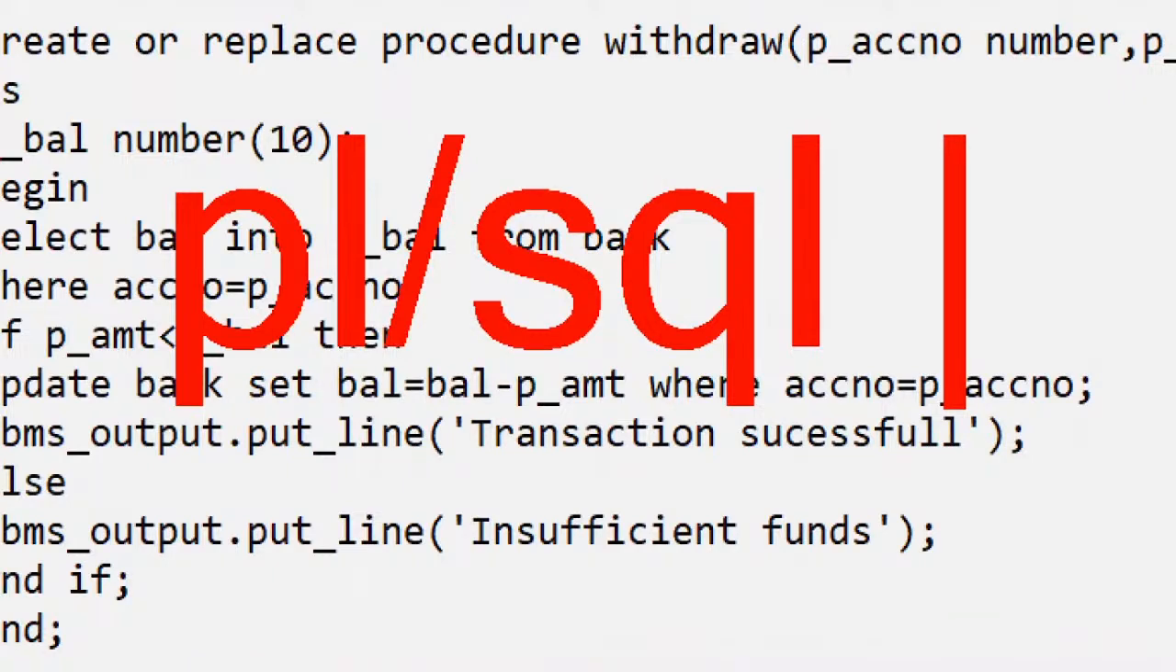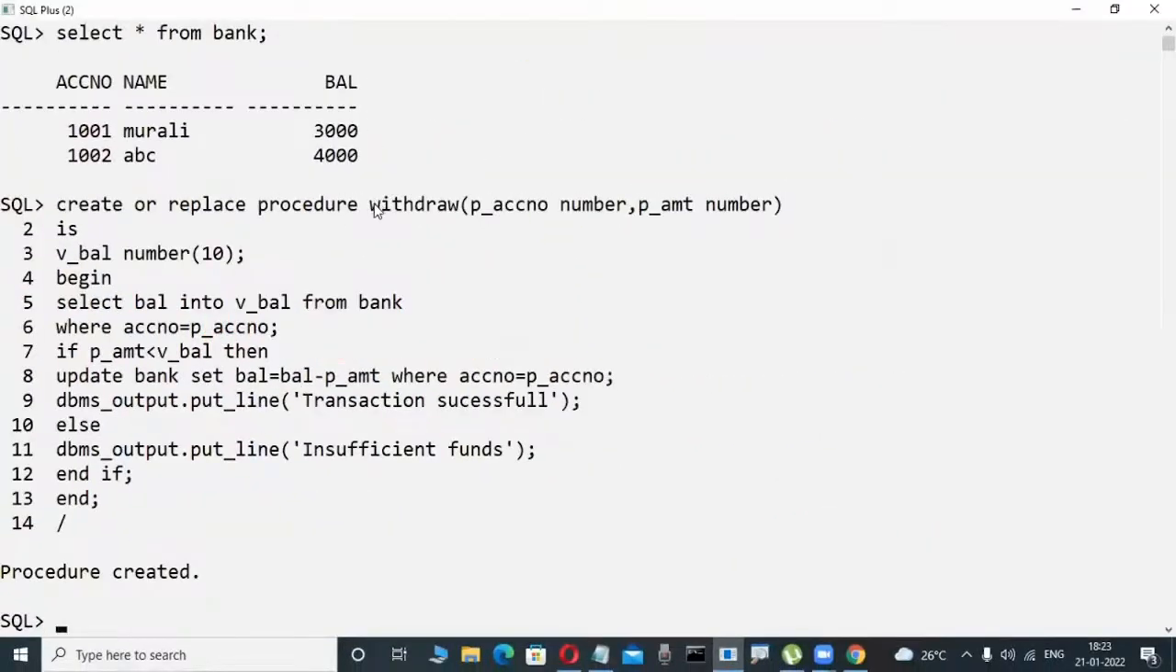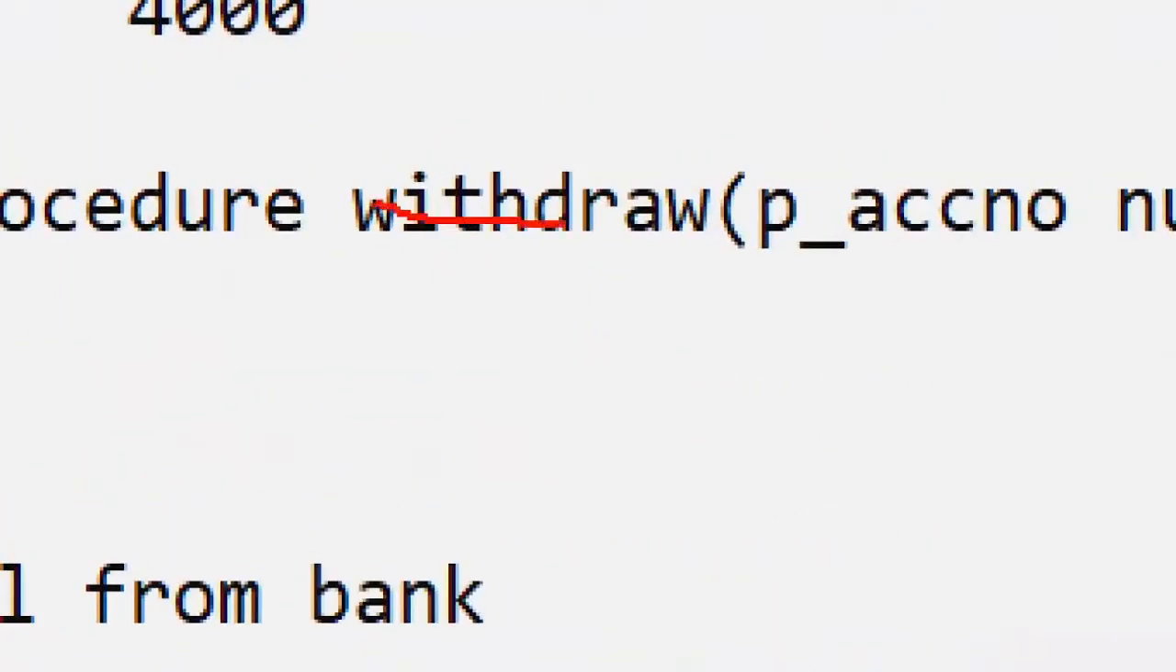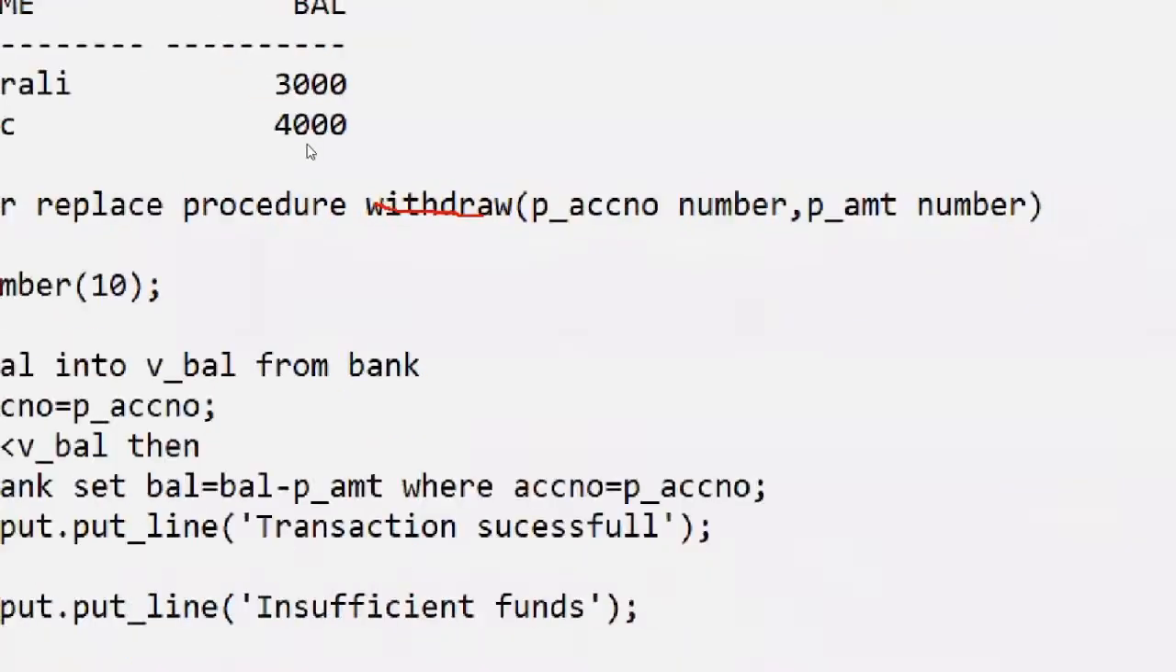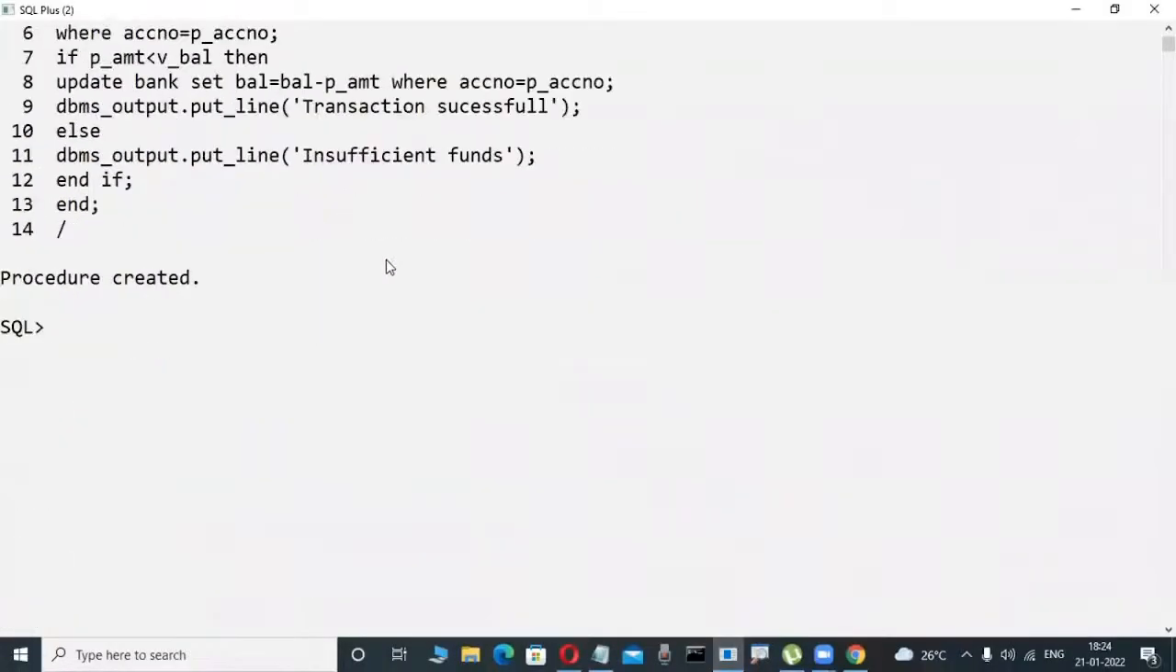PLSQL coding only. Once I'm developing this withdraw procedure, I try to check whatever ATM transactions I mentioned in the previous case. Now check it out. Observe it here. I try to check something is there. And now here, observe it here. Here I'm executing exec procedure name withdraw. Okay, fine. I'm calling this procedure withdraw.